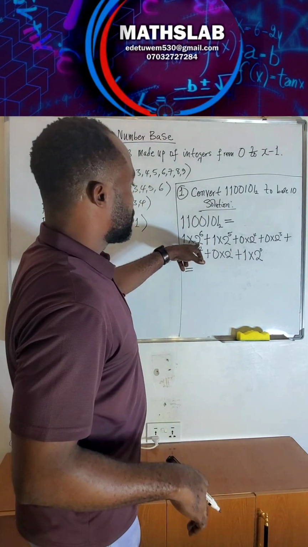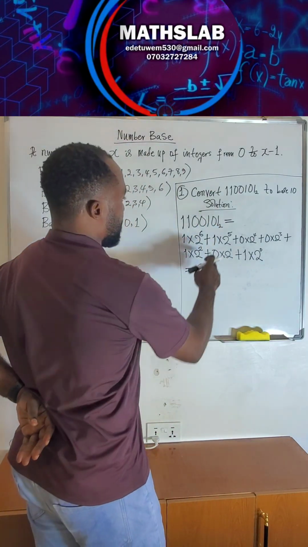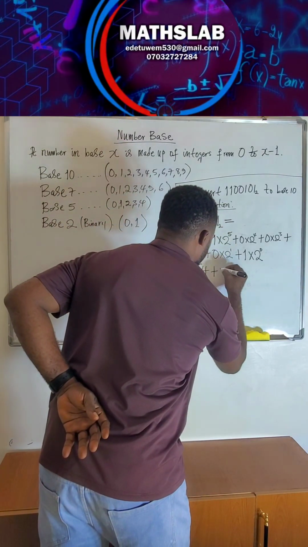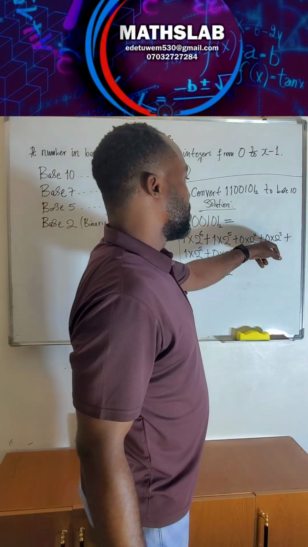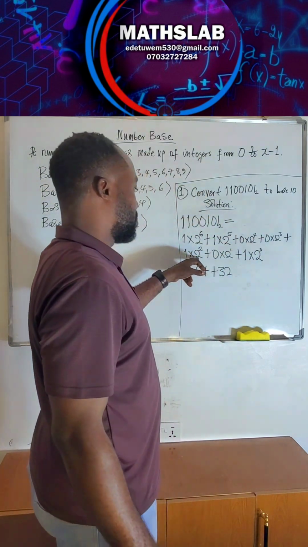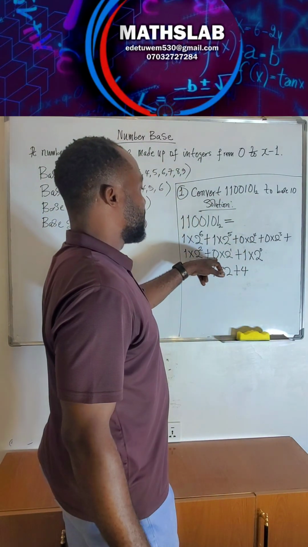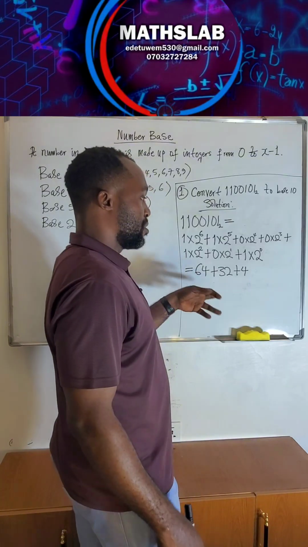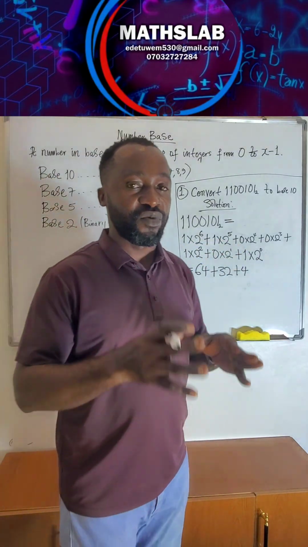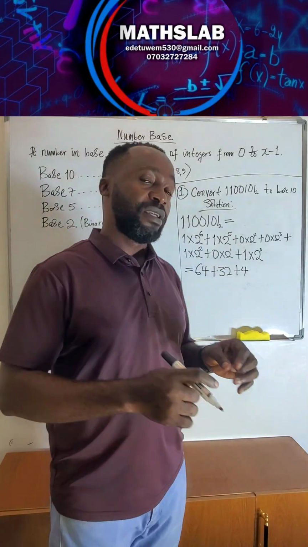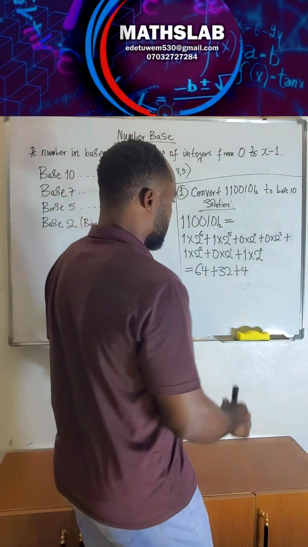Okay? 2 raised to the power of 6, you will have 64, plus 2 raised to the power of 5, which is what? 32. Any number multiplied by 0 is 0. 0 times anything is 0. Then you come to this point. This is 2 raised to the power of 2. That's 4. The next one is 0 times any other number is 0, gone. Then you have 1 times 2 raised to the power of 0. That is the same thing as 1 times 1, because any integer raised to the power of 0 is 1. So that will be 1.